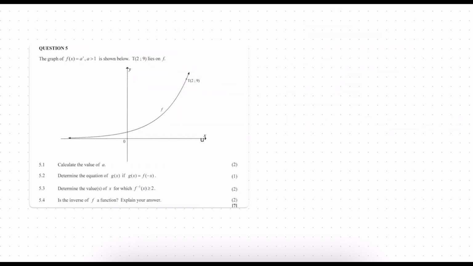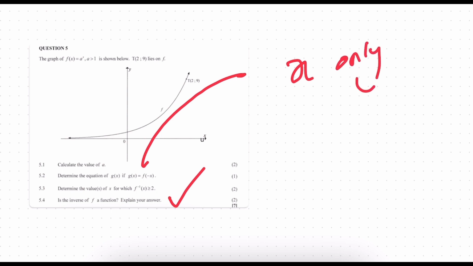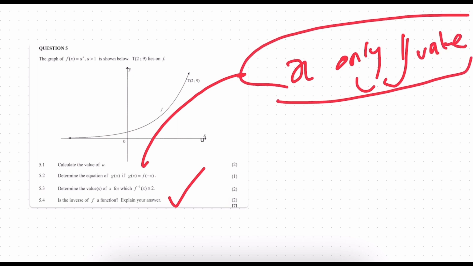Okay. What is 5.4? It is so simple. It's asking if your inverse is a function. Oh, yes. It is a function. Why? Because it looks like this. For every x value, there is only one y value. That's how you know if a thing is a function. For every x value, there is only one y value.